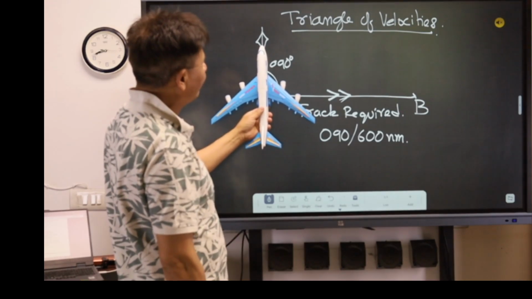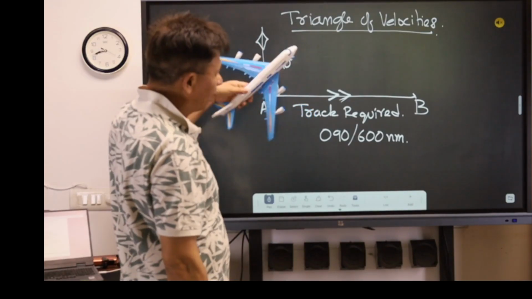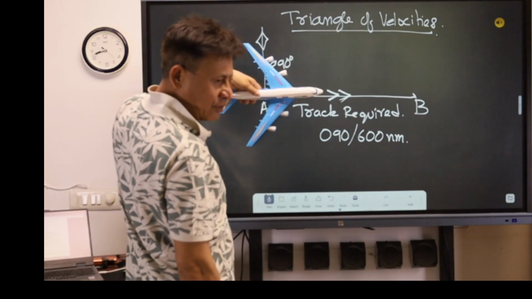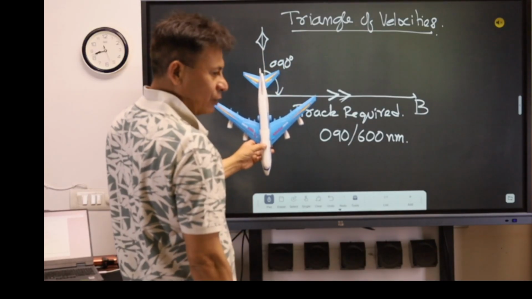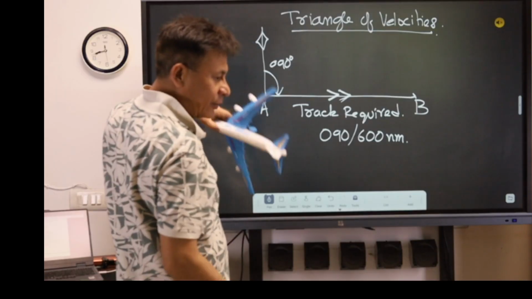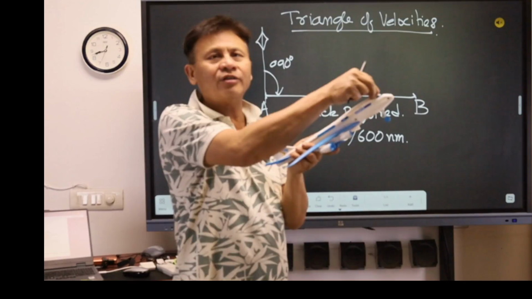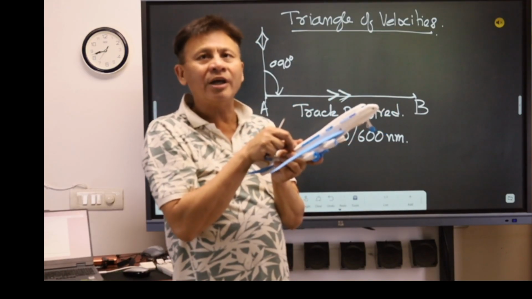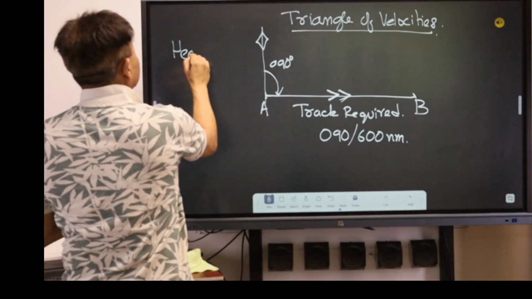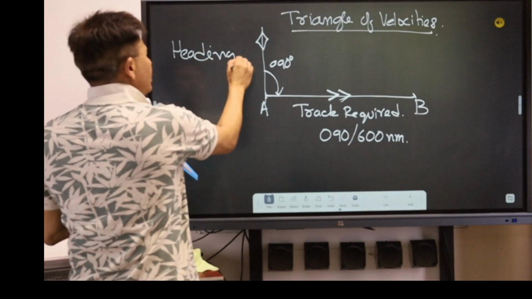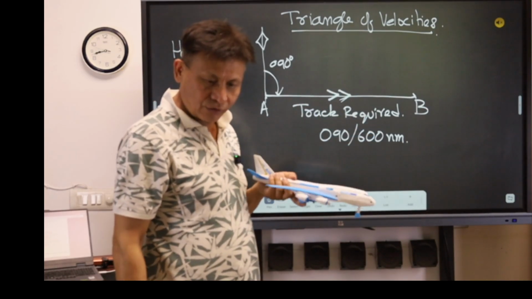Now at this moment of time, the fore and aft axis of the aircraft is pointing towards the north, and at this point of time it is pointing towards the east, that is 090. At this point of time it is pointing towards the south, 180 direction, and the 270 direction. The direction into which the fore and aft axis of an aircraft points is what we call the heading of the aircraft. So heading is the direction onto which the fore and aft axis of the aircraft points towards.